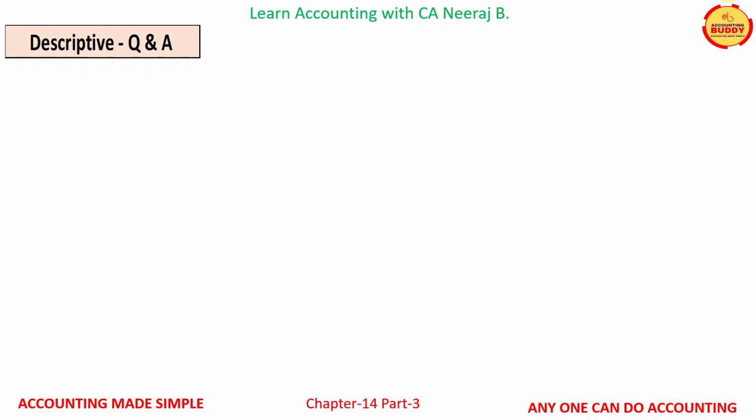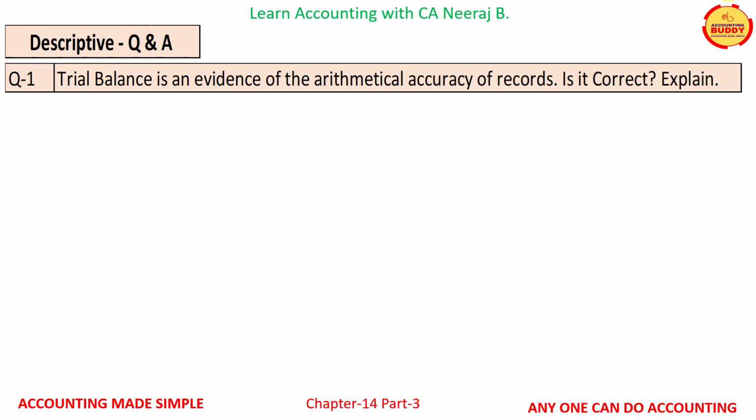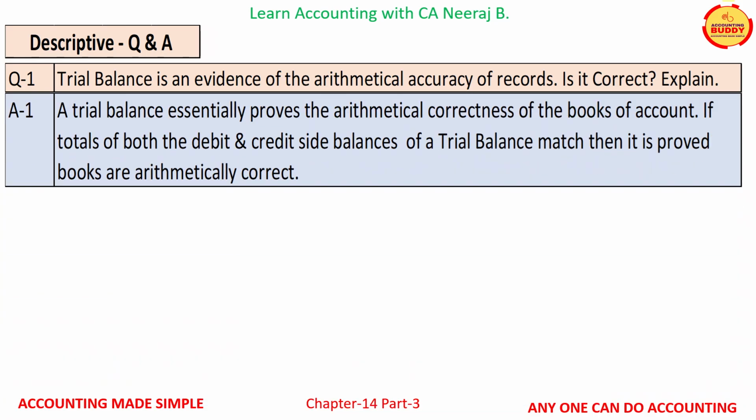In this section, we will answer few descriptive type questions. Question number 1 is trial balance is an evidence of the arithmetical accuracy of records. Is it correct? Explain. The answer is a trial balance essentially proves the arithmetical correctness of the books of account. If totals of both the debit and credit side balances of a trial balance match, then it is proved books are arithmetically correct.